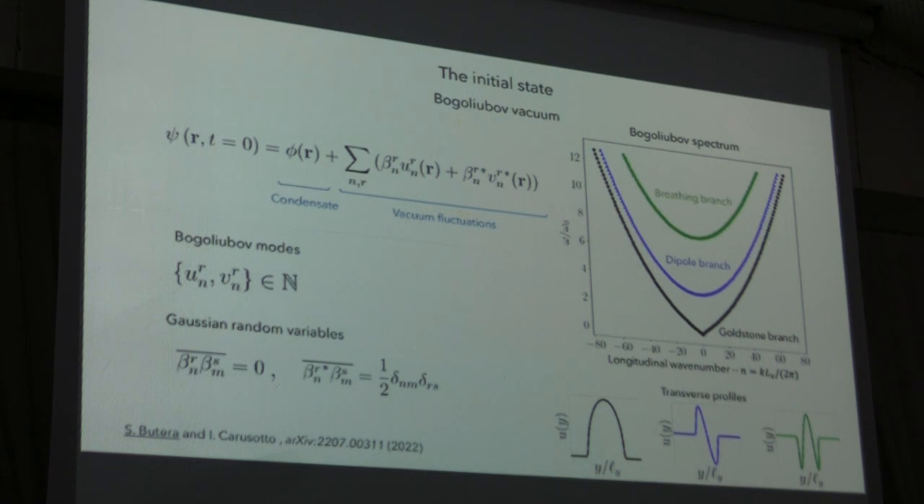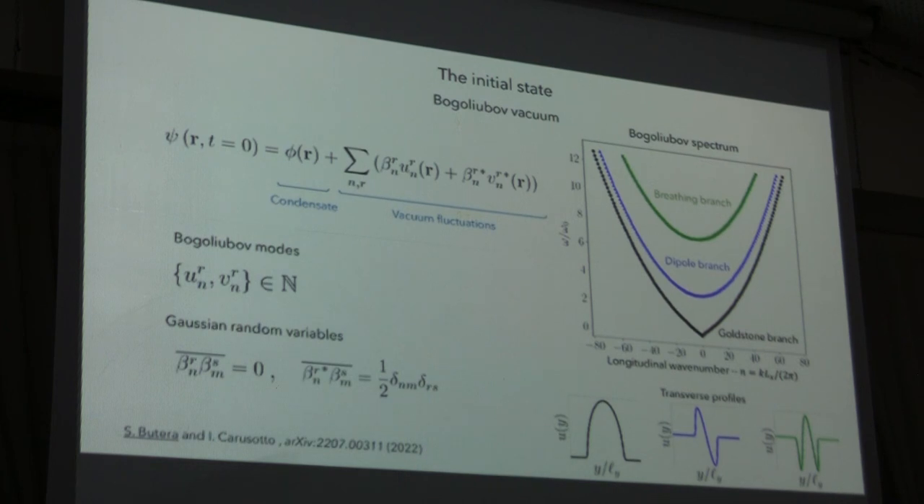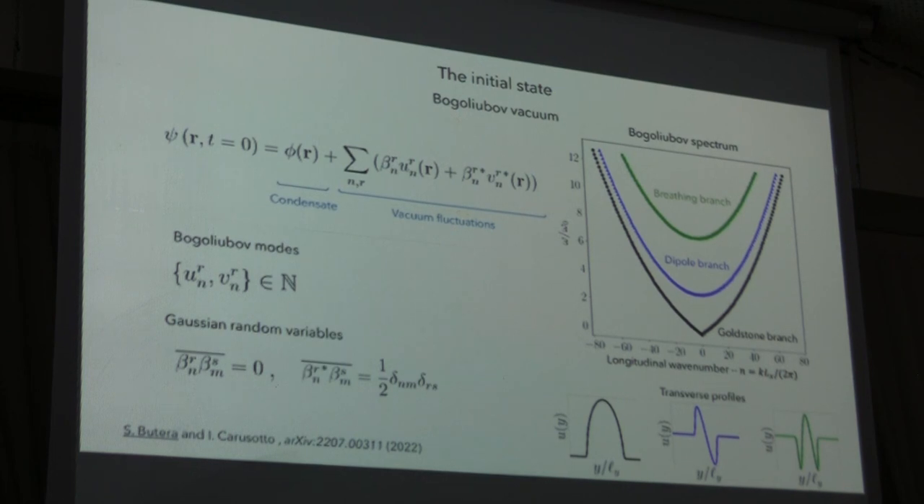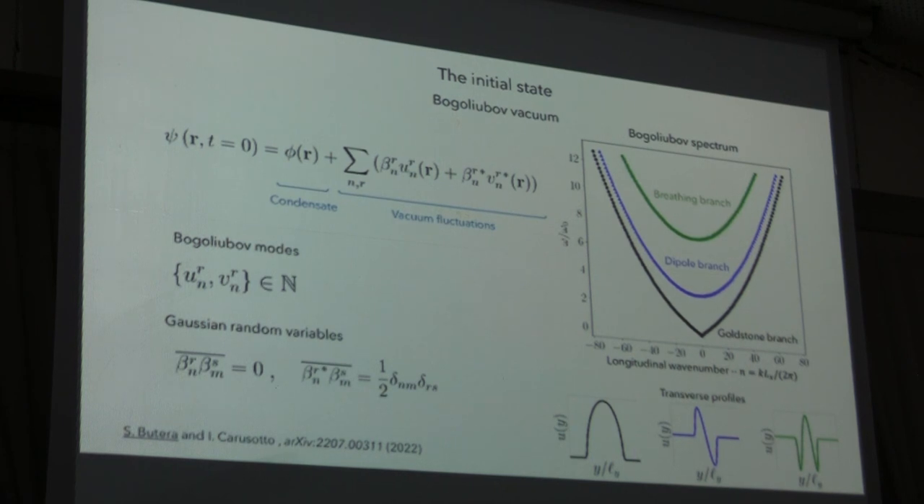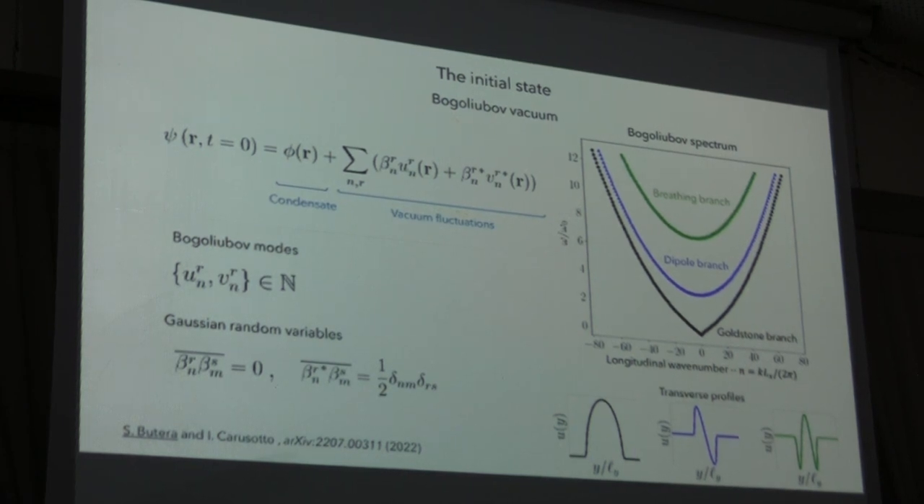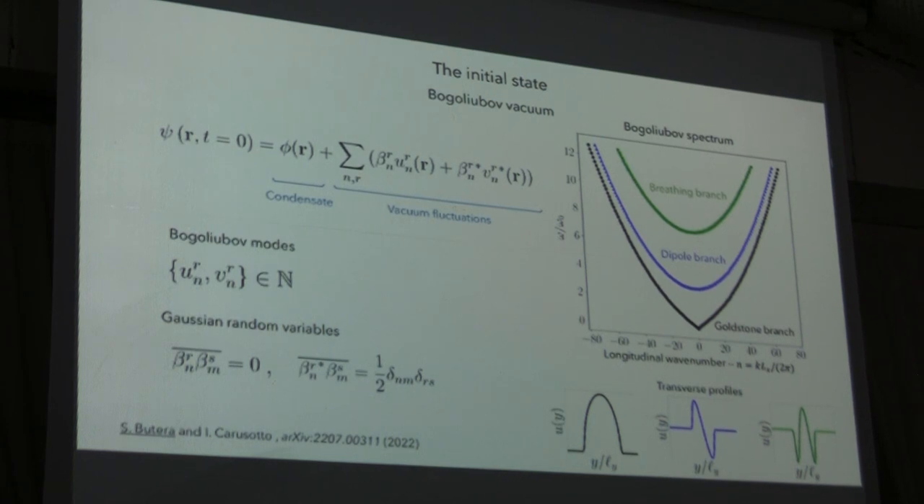My initial state is the Bogoliubov vacuum, which is the composition of the condensate wave function at equilibrium, this phi here, which is the solution of the stationary Gross-Pitaevskii equation, plus a term to account for the quantum fluctuations that are in the Bogoliubov vacuum. This term is constructed as usual as a combination of the Bogoliubov eigenmodes, the standard u and v functions, weighted by these beta variables, which are Gaussian random variables which mimic the quantum noise encoded in the Bogoliubov vacuum state.